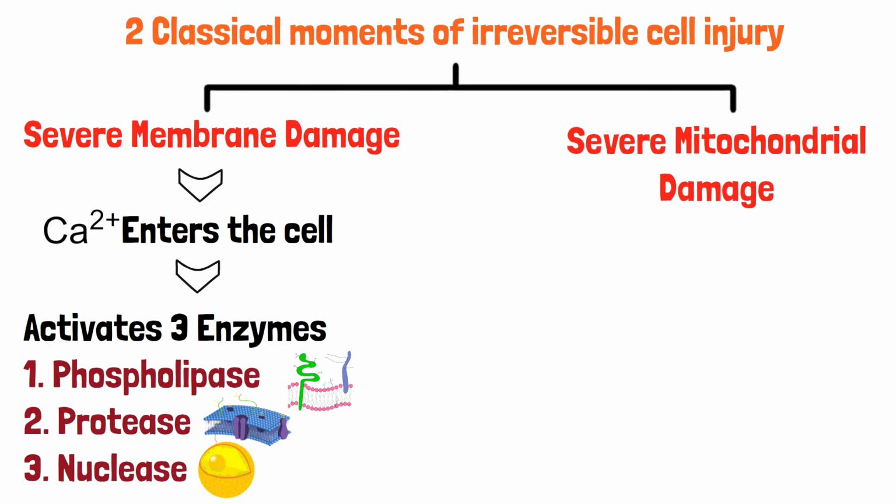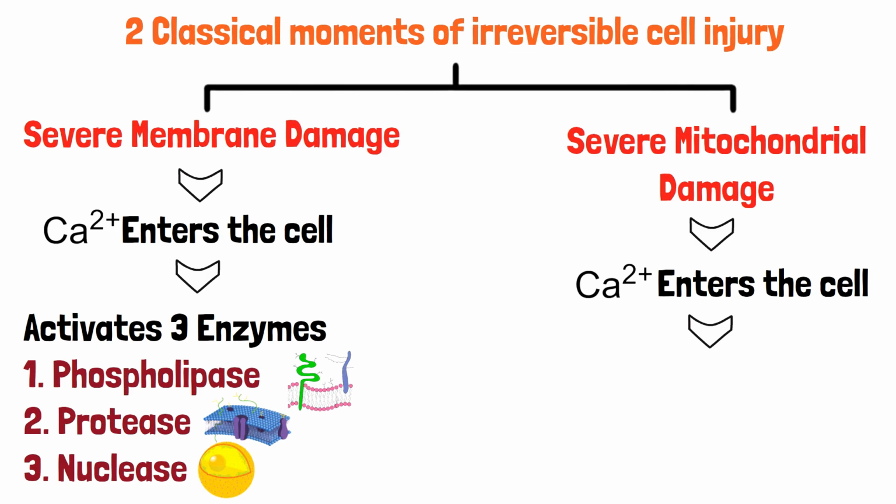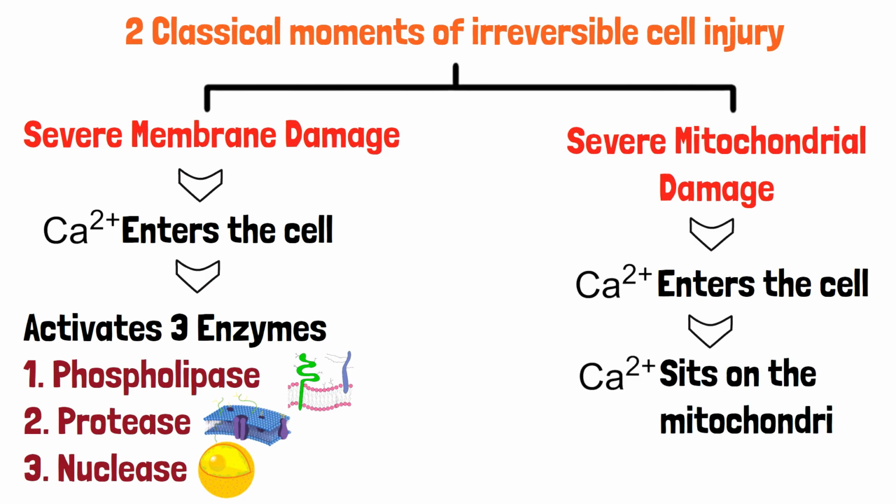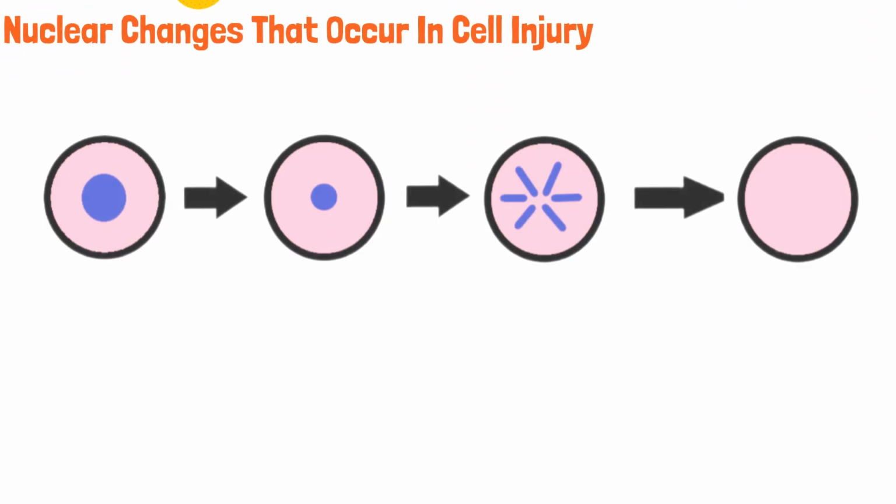But before that, let's discuss the second classical moment, that is severe mitochondrial damage. So we discussed here that the membrane was damaged and calcium enters the cell. This calcium not only activates the enzymes but also sits on the mitochondria, forming amorphous flocculent densities. Let's see how the nuclease breaks down the nucleus and the changes associated with it.